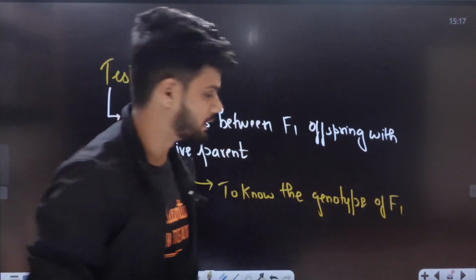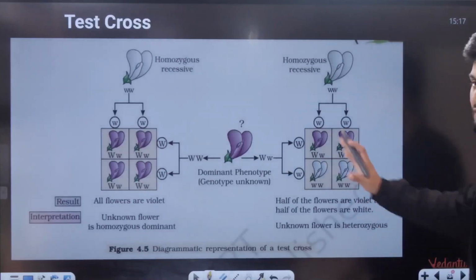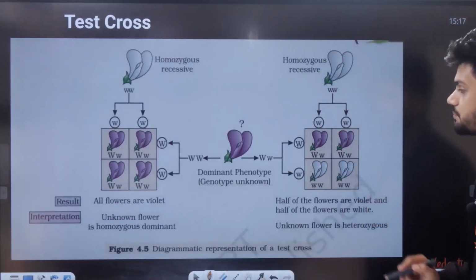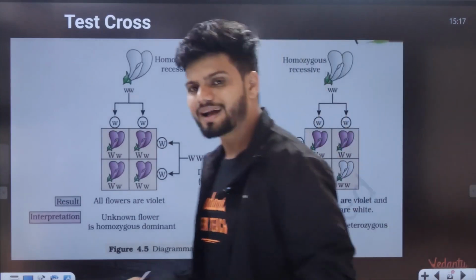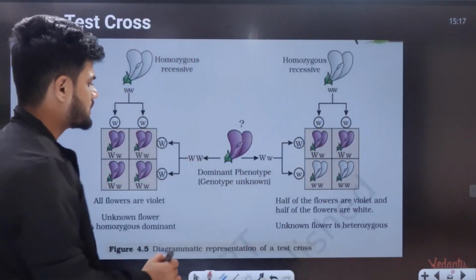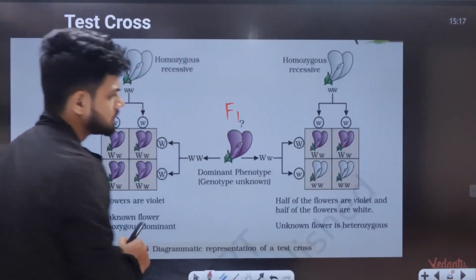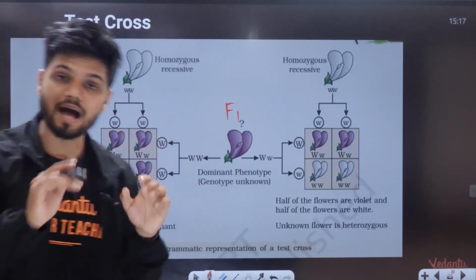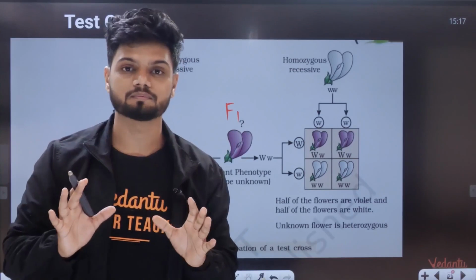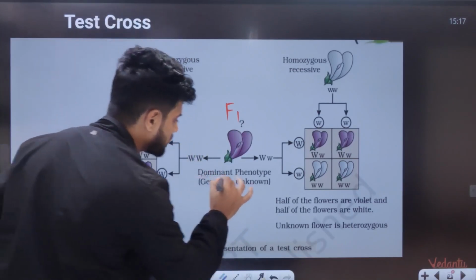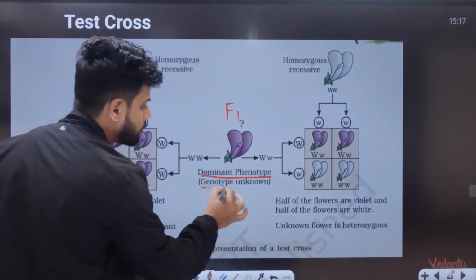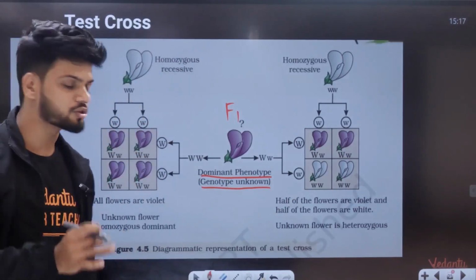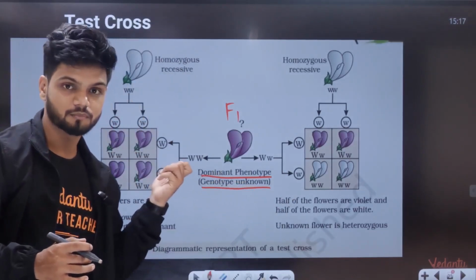How can we know the genotype of F1? Let me tell you, students. This right here is a diagram given in your NCERT. All of you are aware of this diagram. Now here, I have an F1 plant. This is your F1 plant. The F1 plant which we take has to be a dominant phenotype, but of unknown genotype. So we are doing the test cross to find the unknown genotype here.